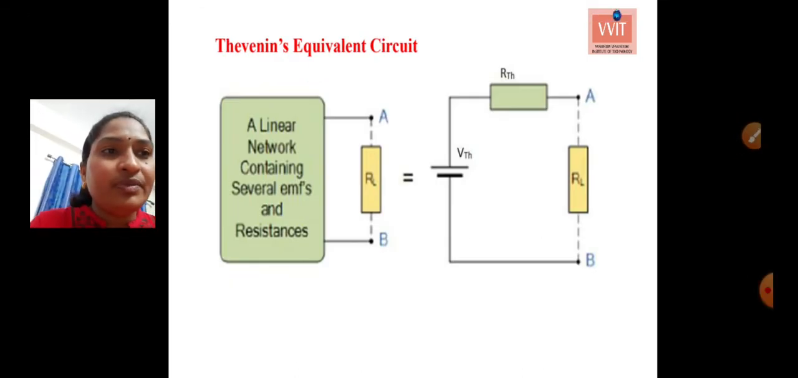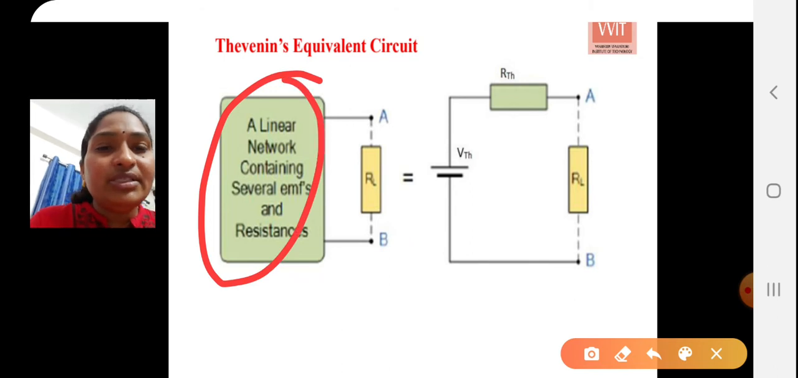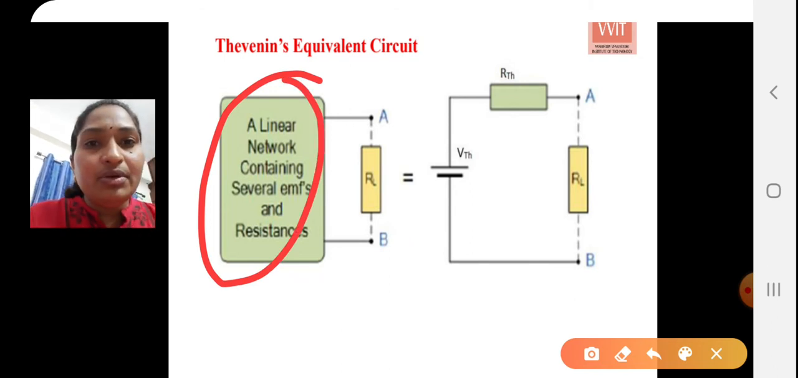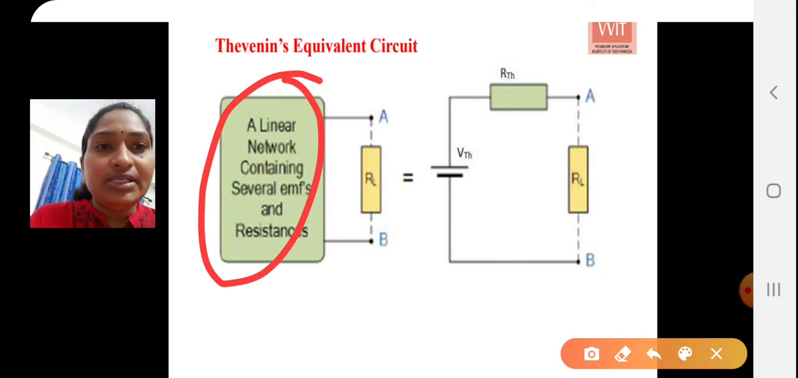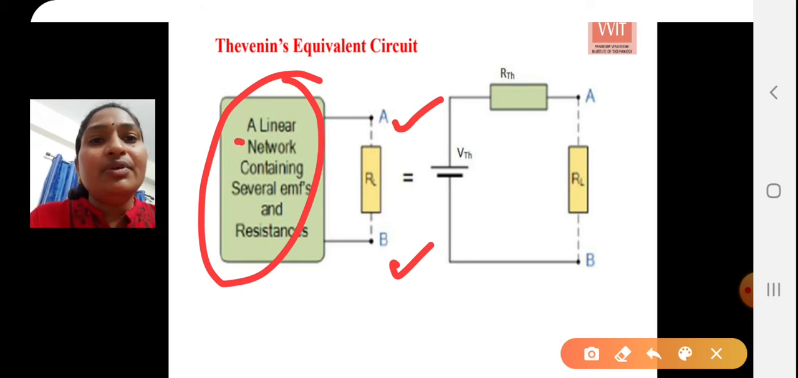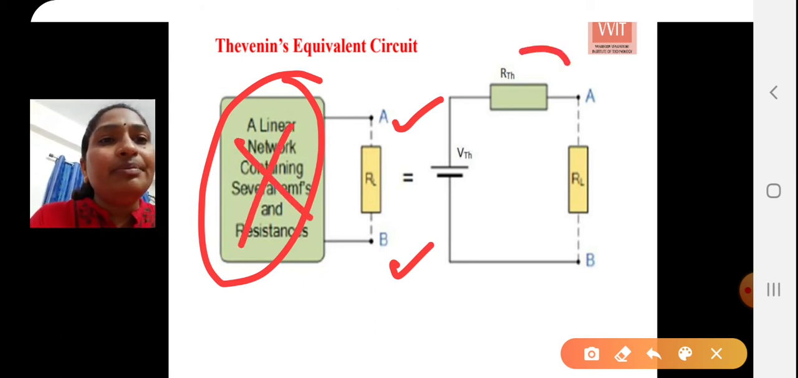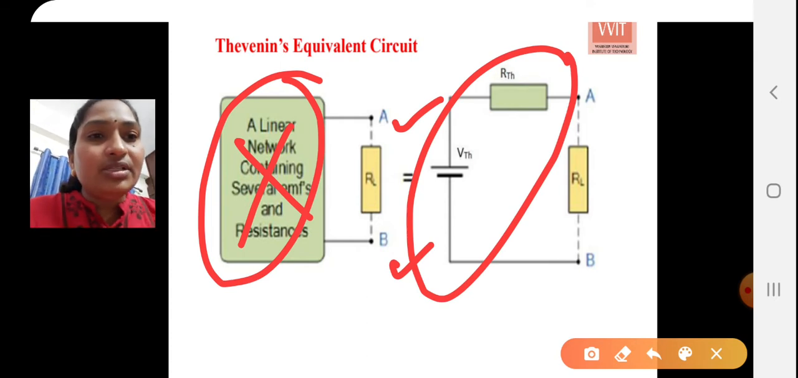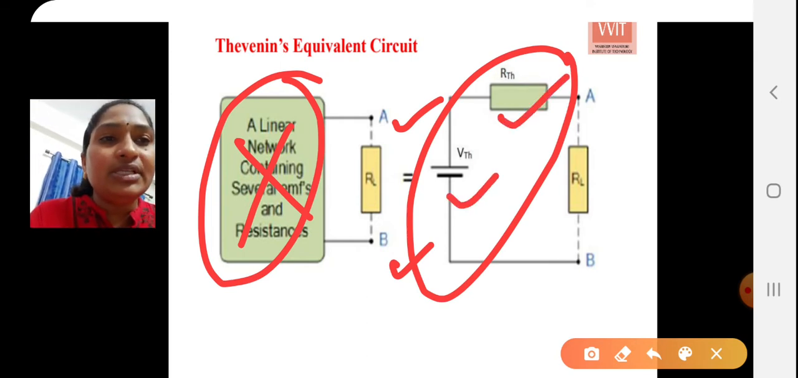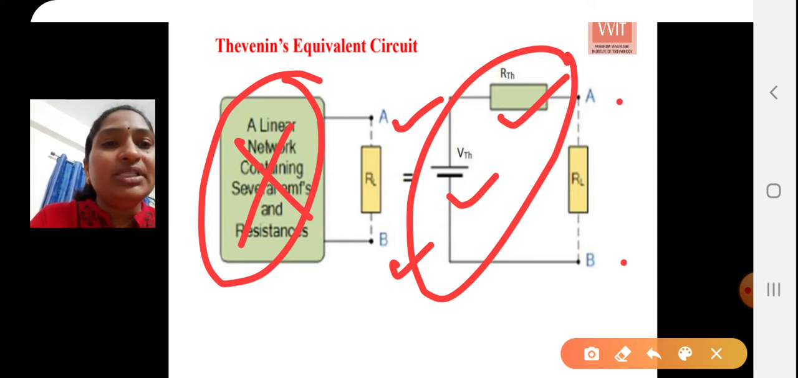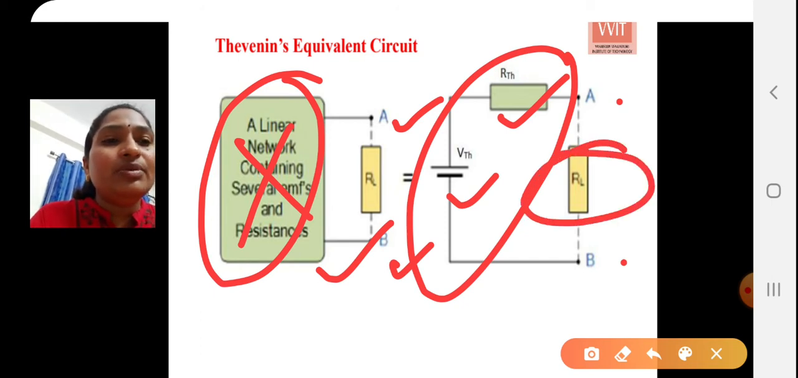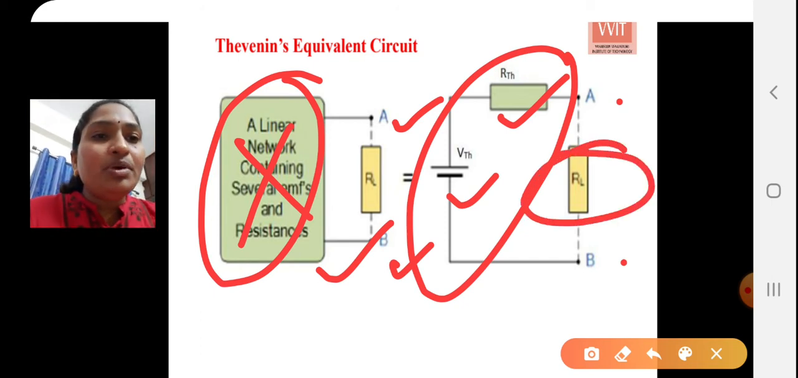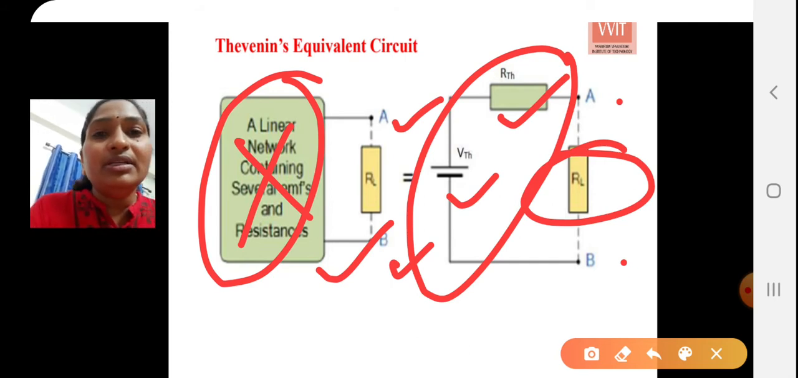Now here, this is the actual complex network given, which consists of several voltage and current sources as well as resistances across the two terminals A and B. Now such a complex network can be replaced by a simple equivalent circuit which consists of Thevenin's voltage source and Thevenin's resistance across the same two terminals A and B, like the actual network, across which the load resistance was connected, and the response through that load resistance can be determined. Here the response will be voltage, current, power, etc.